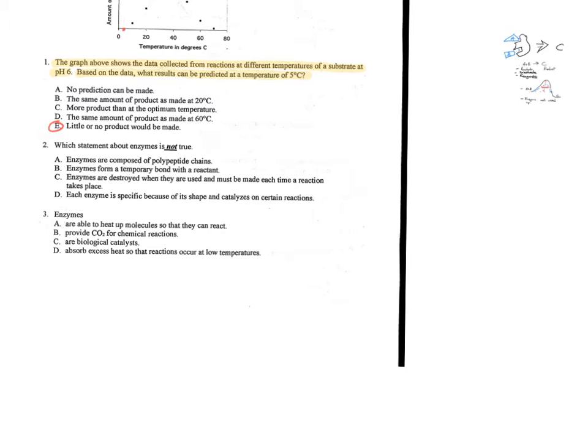It's about, if you don't understand, I can explain to you. But if you do understand, then we can move on. That's the only reason I'm asking the questions. So you have polypeptide chain. It's a protein. So yes, that's true. Enzymes form a temporary bond with the reactant. That's true. That's what we talked about, right? So enzymes are destroyed when they're used. See, this is not true. Enzymes keep being reused. I remember that one.